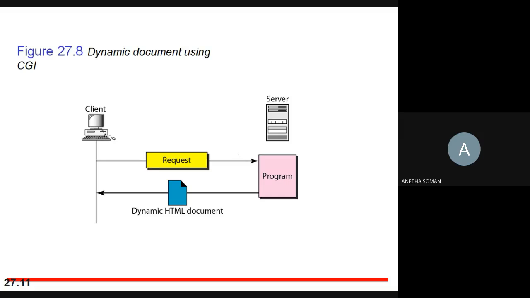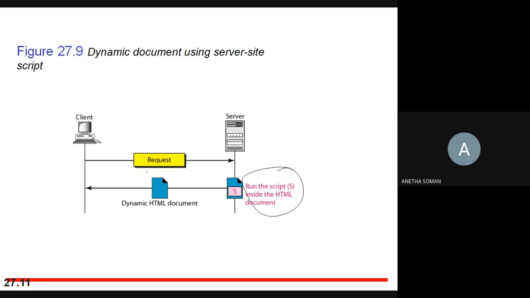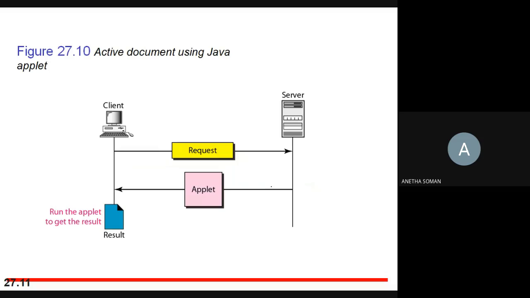So it is not stored initially in the server. Based on the request, the server runs an application program or a script, and issues that document. So that is the difference between static and dynamic. Here they are using some application programs. Here you are running the script inside the HTML document. Now the third type of document is called the active document.